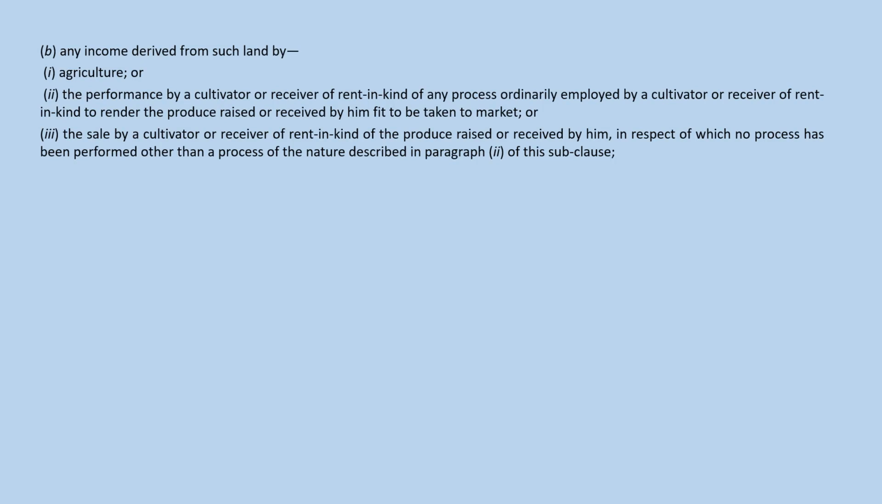Any income derived from such land by agriculture, or the performance by a cultivator or receiver of rent in kind of any process ordinarily employed by a cultivator or receiver of rent in kind to render the produce raised or received by him fit to be taken to the market, or the sale by a cultivator or receiver of rent in kind of the produce raised and received by him in respect of which no process has been performed other than the process of the nature described in paragraph 2 of this subclause. Now what does it mean?